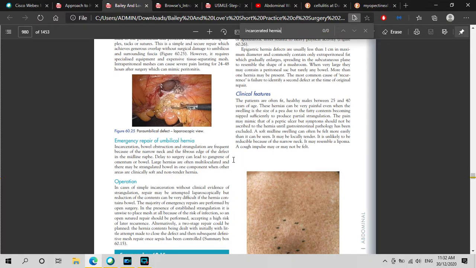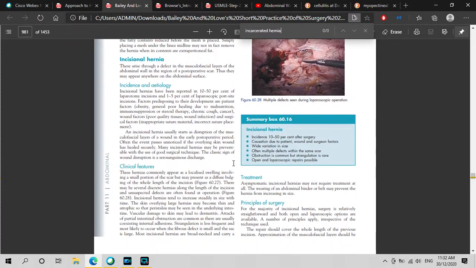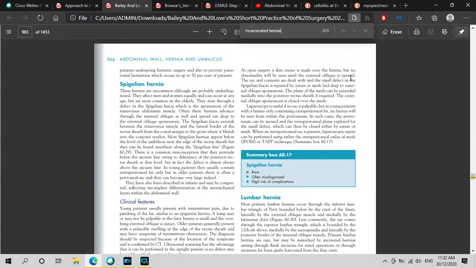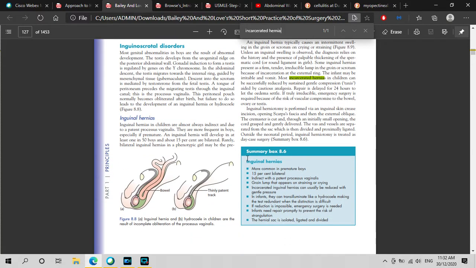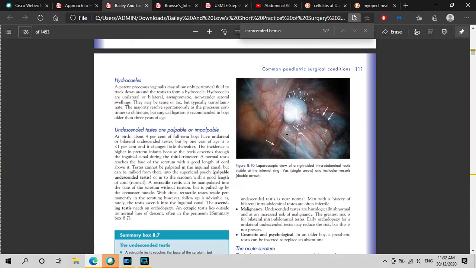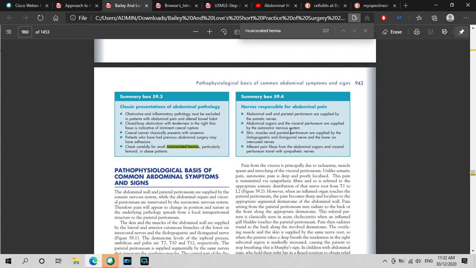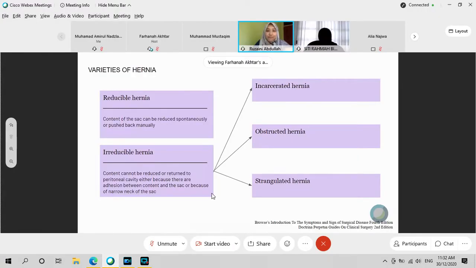Continue. Otherwise we won't finish in time. Okay, do I need to read, Doctor? Do I still need to explain? How many slides do you have left? How much time do you have left? Five more. Okay, proceed with the incarcerated hernia and strangulated hernia. Actually we have someone who will explain that, so maybe I will just proceed to the next slide.